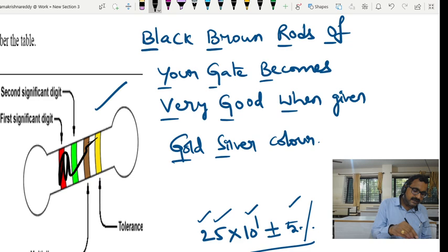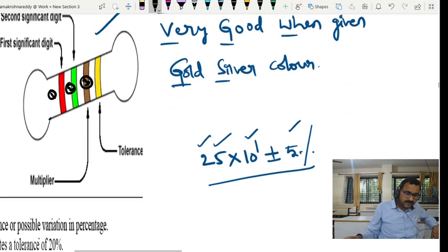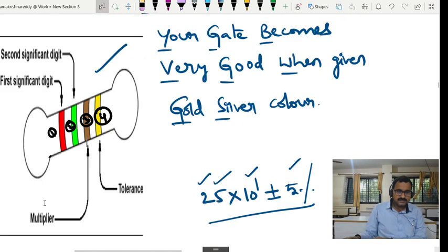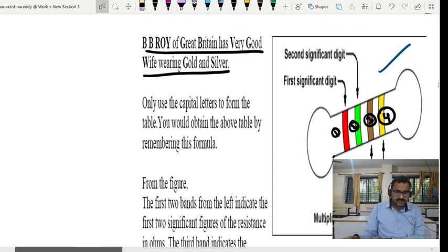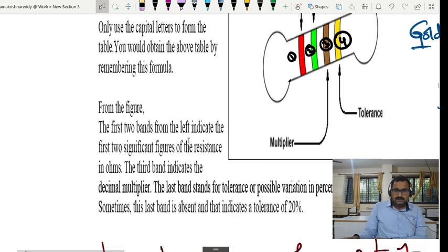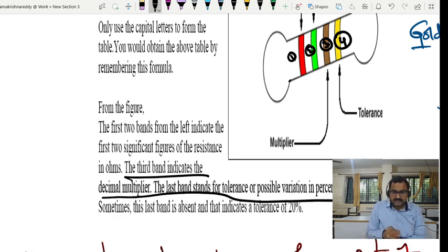What is the order we have to take there? First one indicates the first significant digit. Second one, the second significant digit. Third one is the decimal multiplier, and the fourth one is the tolerance. These are the 4 points you have to observe. Now see that one. The first two bands from the left indicate the first two significant figures of the resistance, the third band indicates the decimal multiplier, and the last band indicates the tolerance or possible variation in percentage.